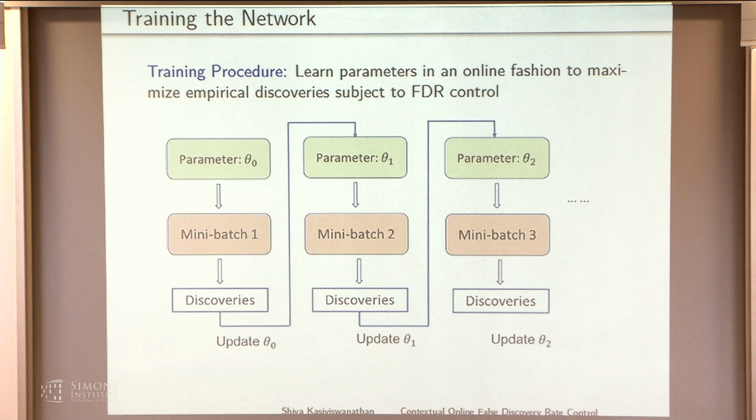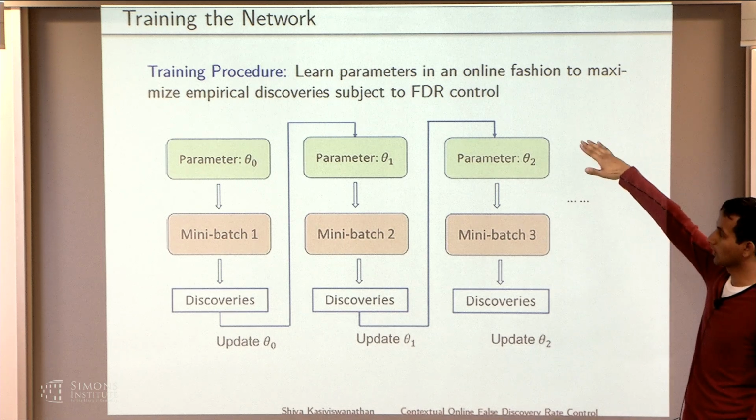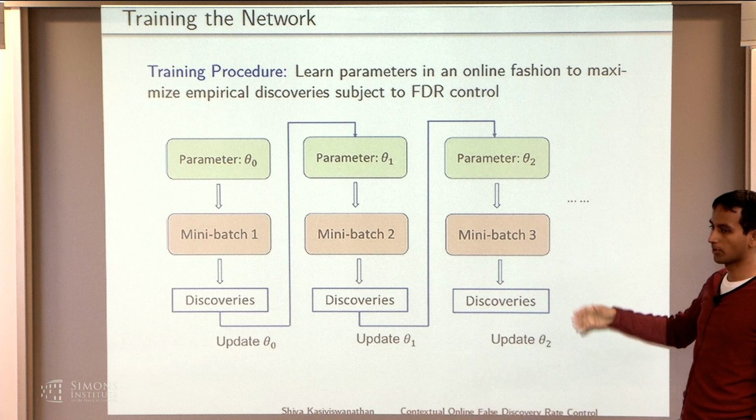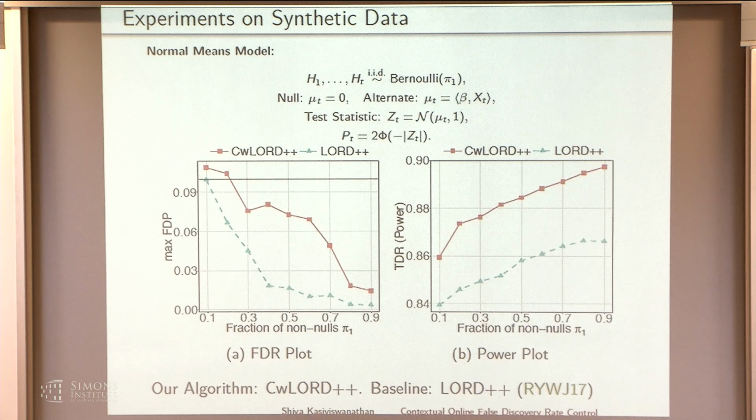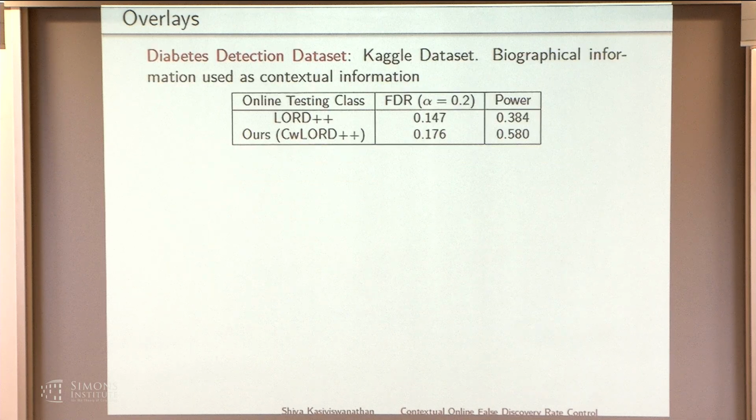So the goal would be you would train these networks where you have a hard constraint on FDR, but you want to maximize the number of empirical discoveries. You can train these networks in that online fashion by imposing an FDR control constraint subject to maximizing the number of discoveries. And it really works remarkably well compared to other procedures that we know of, because you can suddenly get even like 20 to 30% improvement by just using this contextual information.